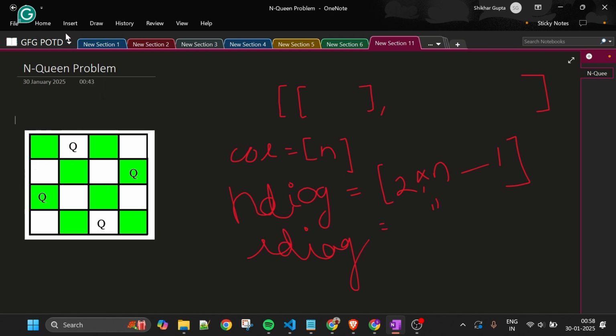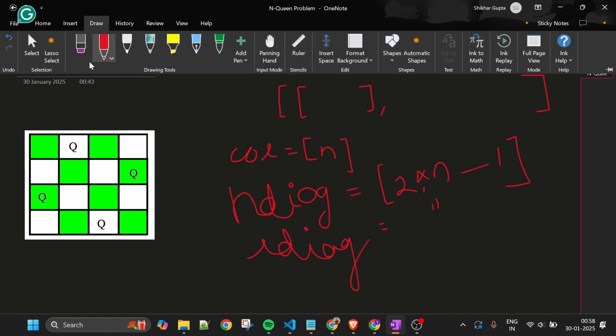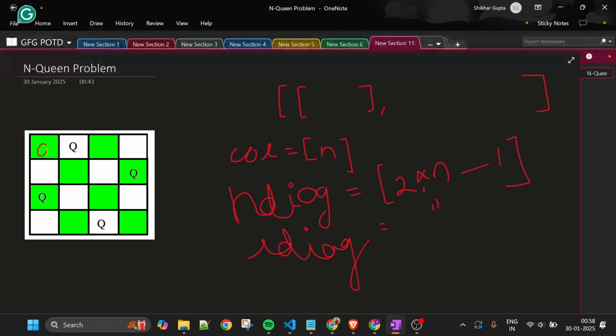So first of all, I will fill the first coin at this point. On filling the first coin at this point, I will mark my column of 0 is equal to true. Basically, four columns are there, so the first one is true. It means the first column is filled.